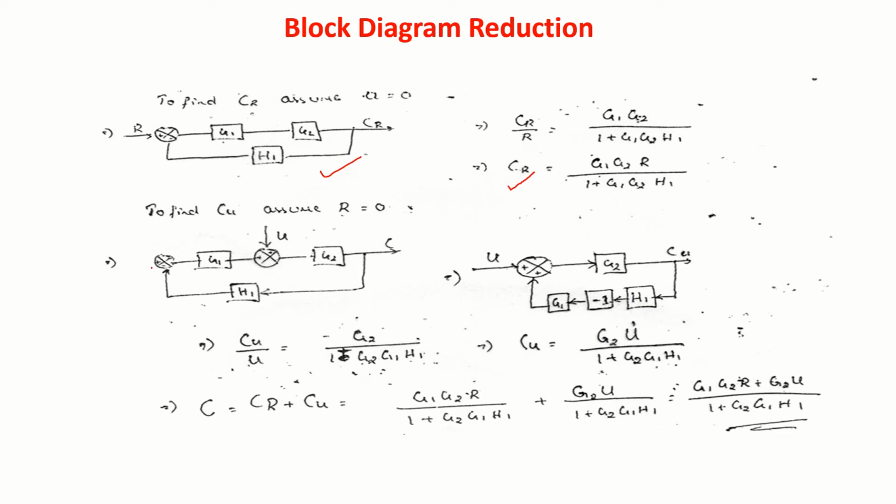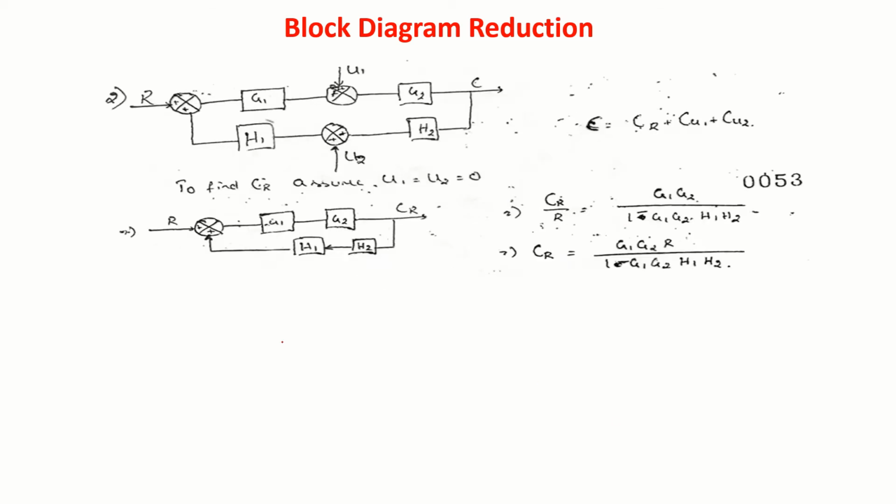To find CU, assume R is equal to 0, then reorganize this in this fashion. And it is in canonical form, find this transfer function. Then you can add CR and CU. In this example, there are three inputs. So we can write C is equal to CR plus CU1 plus CU2.